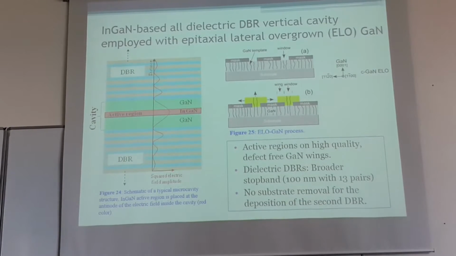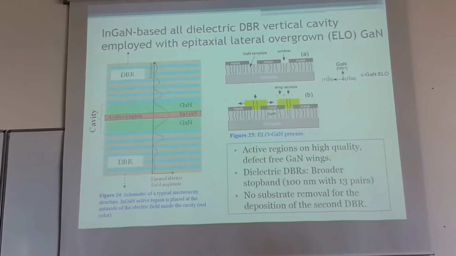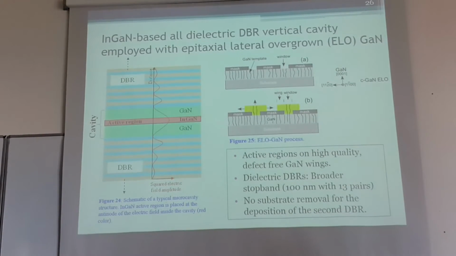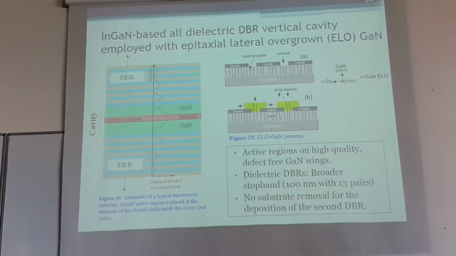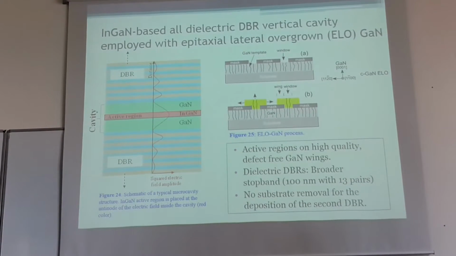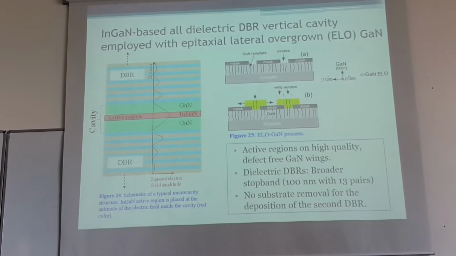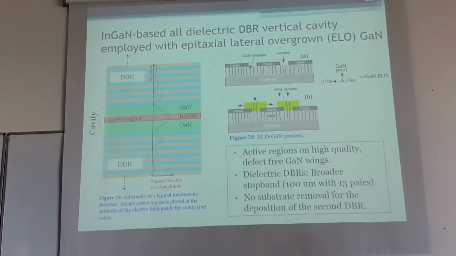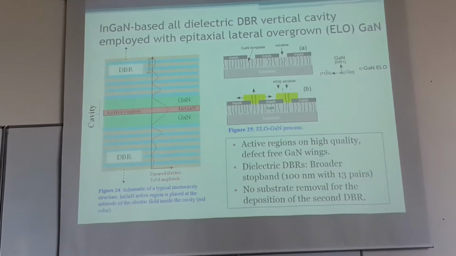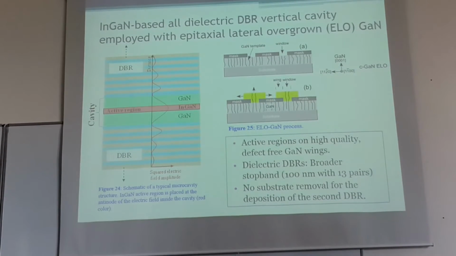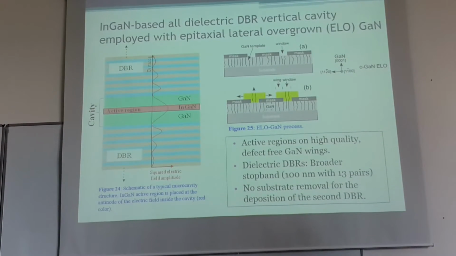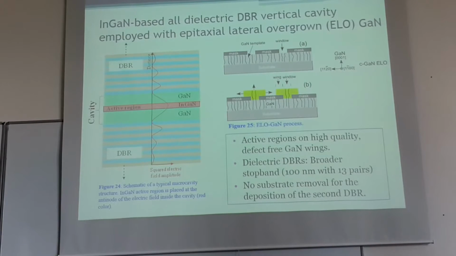However, in the conventional approach, they have to remove the substrate in order to deposit the second silicon nitride, silicon dioxide distributed Bragg reflector. There are also different dielectric materials which are used in these cavity structures. We proposed a way not to need this substrate removal process. It is called the epitaxial lateral overgrowth technique.